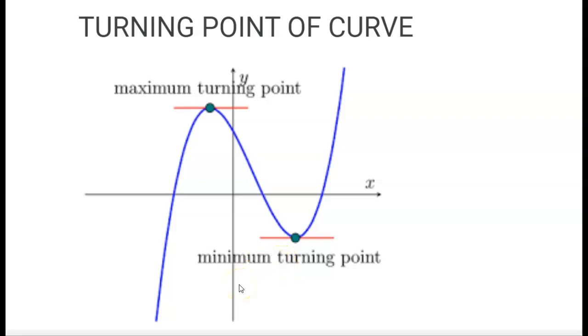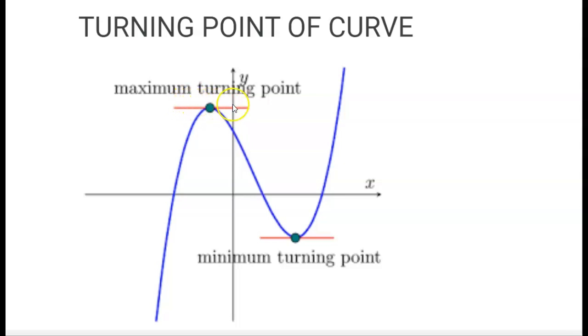Now, if you plot a quadratic or any graph, the graph is going to turn. If it's a curve, it's going to turn. Now, these are known as a turning point. The rate of change of y with respect to x is 0 here, because y is not changing. Hence, this is known as the turning point.